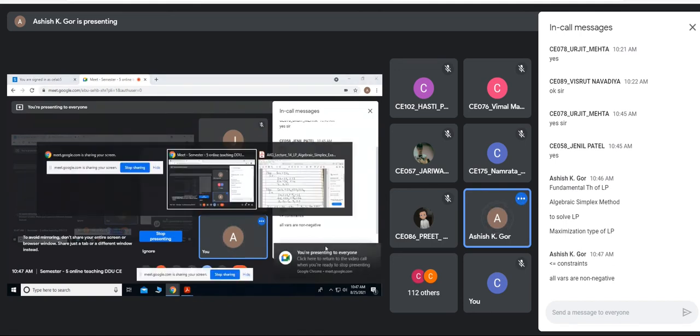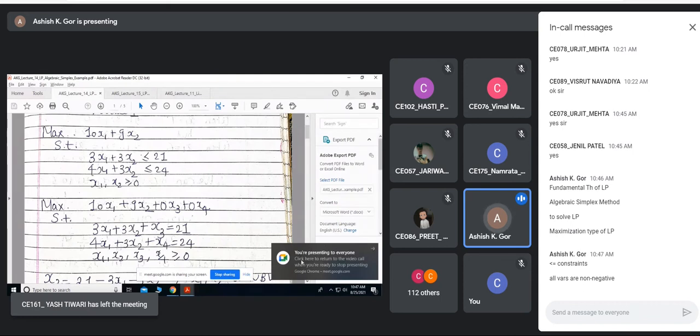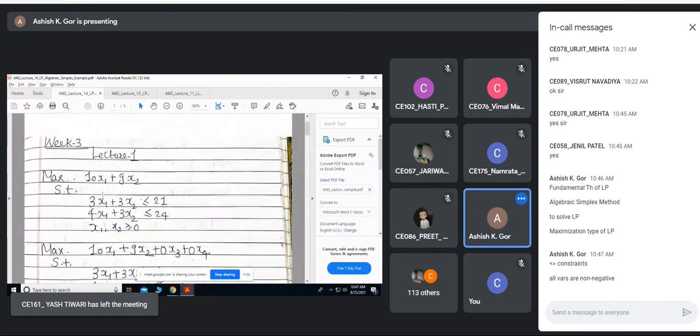Again, I am taking the same example so that you know the solution. Maximize 10x1 plus 9x2. And we know the optimal solution is, I think, 66. The optimal objective value is 66, and (3, 4) is the solution that we know. The same problem I am taking.